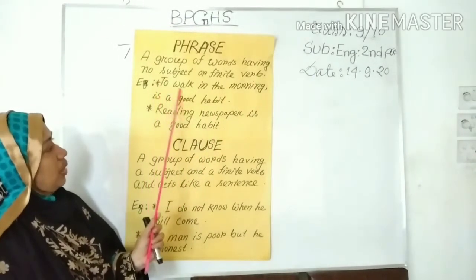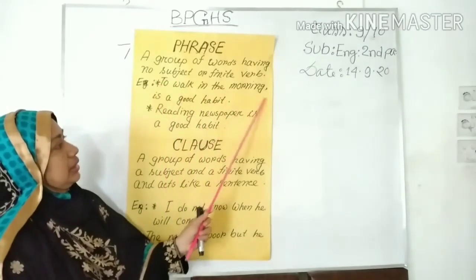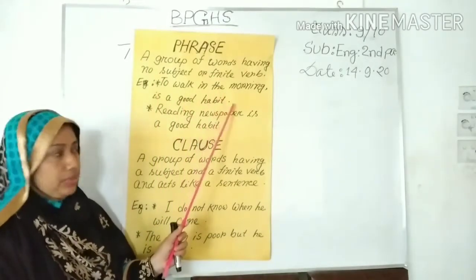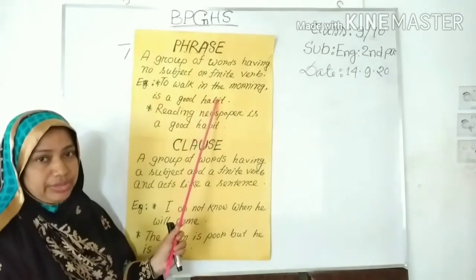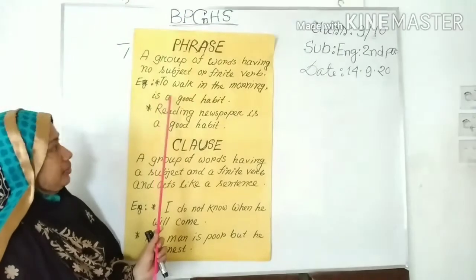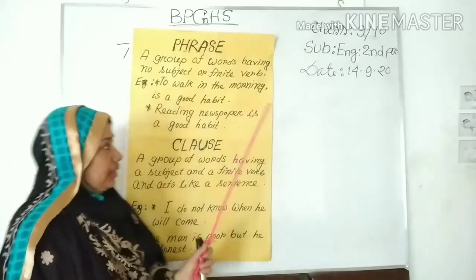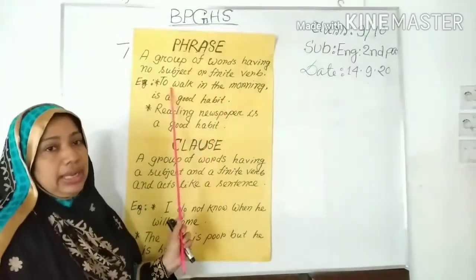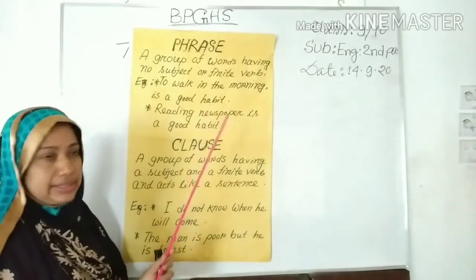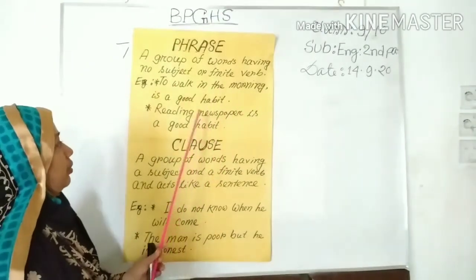Look here, to work in the morning, before the comma, this is a group of words. But in this group, you will find no subject or finite verb. On the other part, here is the finite verb. So to work in the morning is a phrase, and it works like the subject of the sentence. The total phrase acts like a noun.